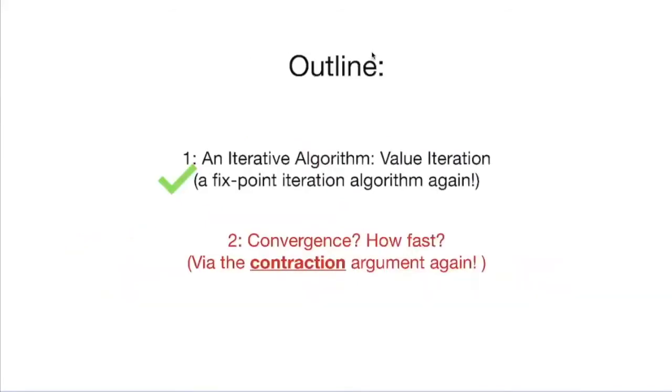All right, so that's basically the end of the algorithm introduction. You can guess this is an approximate algorithm, because we're using fixed point iteration again. Next, we're going to talk about the convergence of this algorithm, and then we're going to see how fast it converges. We're going to do it again via a contraction argument. Any questions so far?